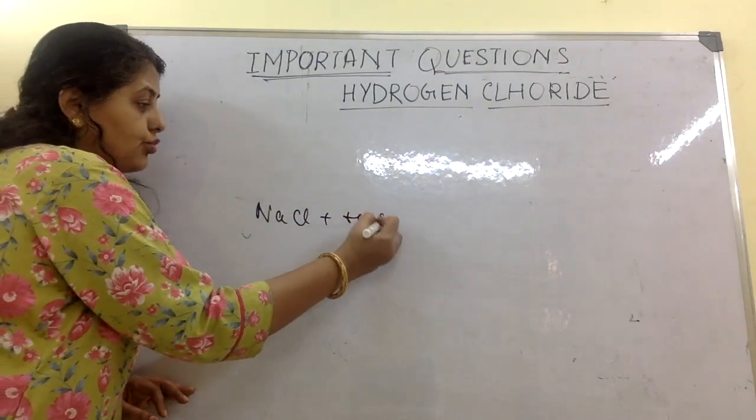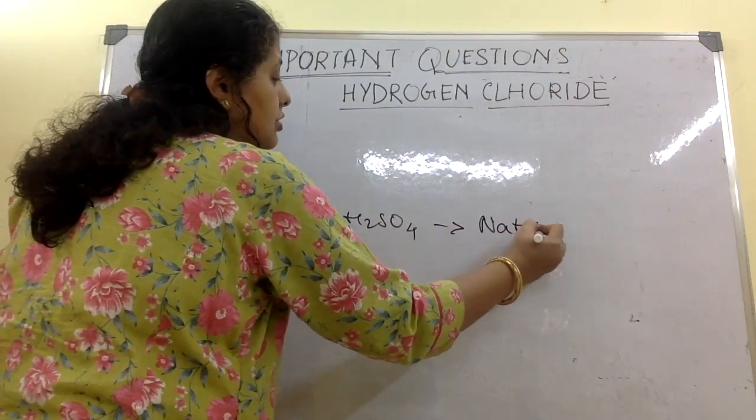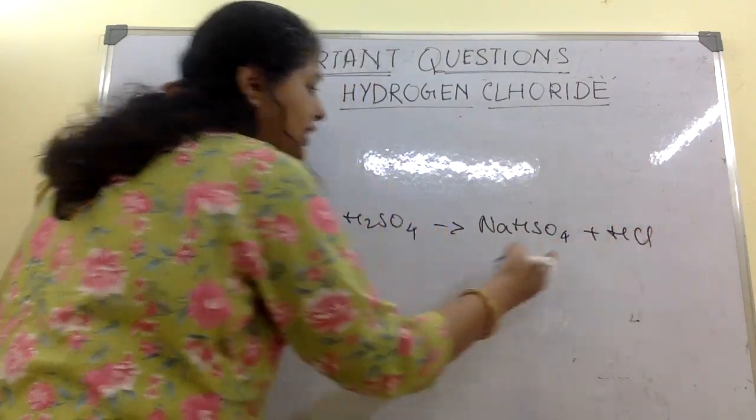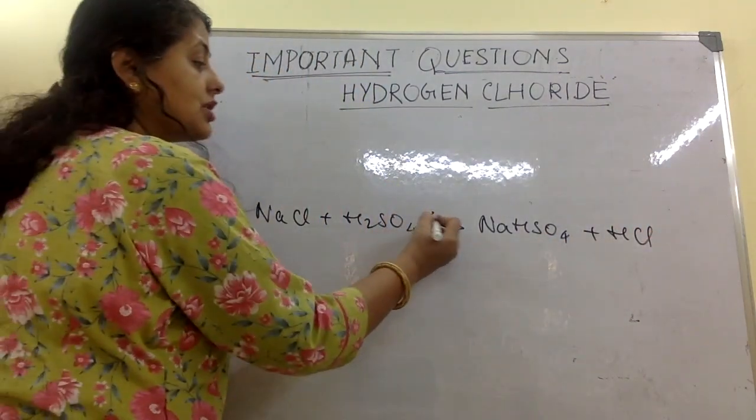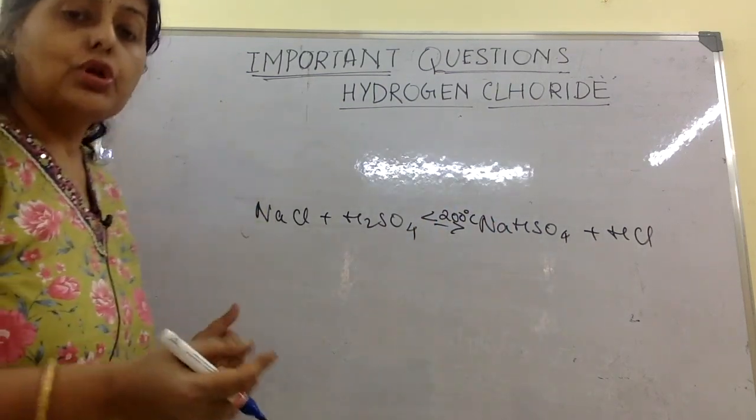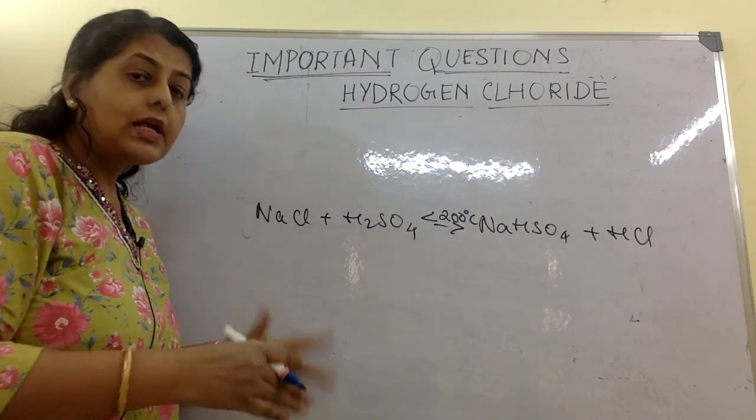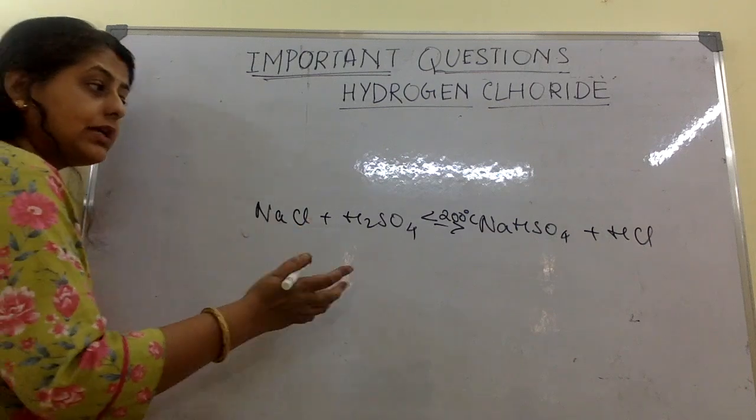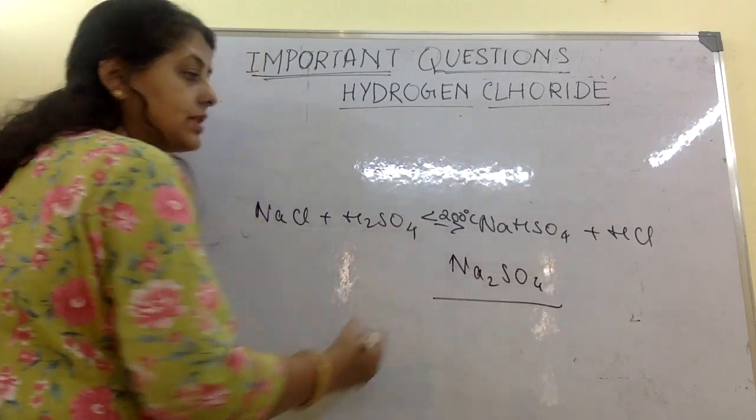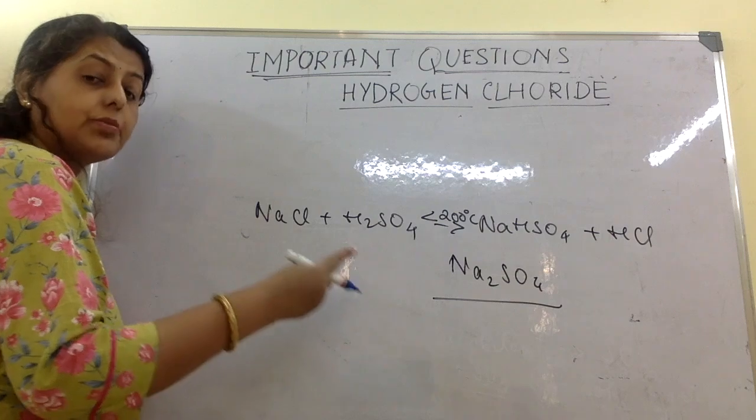Another question that is often asked is NaCl plus H2SO4. That is the lab method. We want NaHSO4 plus HCl. So we want NaHSO4, and the temperature is always kept less than 200 degrees centigrade. Now they will ask you, why should the temperature be kept less than 200 and not more than 200? You have to tell that if we keep it above 200, then Na2SO4 is formed, that is sodium sulfate. Here NaHSO4 is an acid salt, and Na2SO4 is a normal salt.